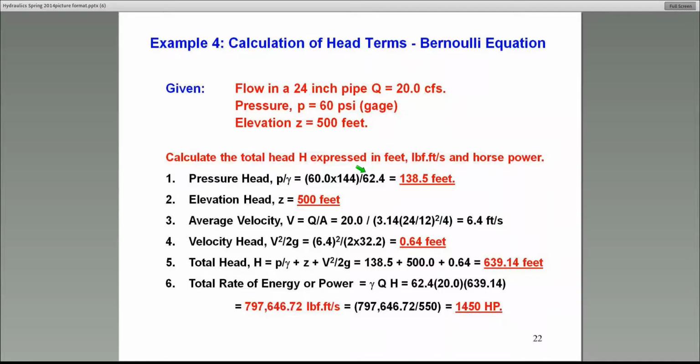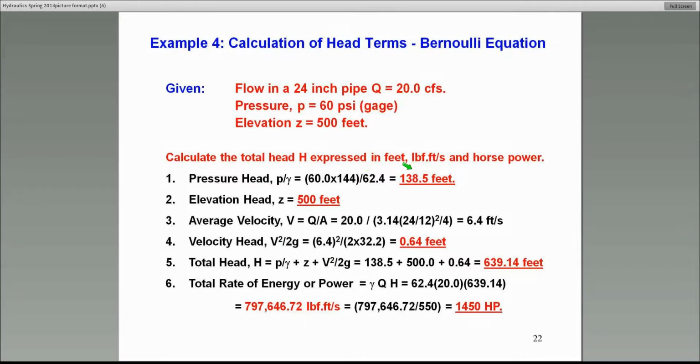It will be in newtons per meter squared. So remember, you do the same calculation. You don't have to do this 144 thing because it's already given in pascals, consistent units. But the gamma of water is 9806. Remember the 9806 we saw in the previous example? That's what you use right here. That's the specific weight of water.